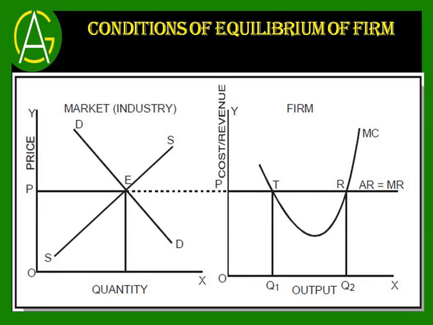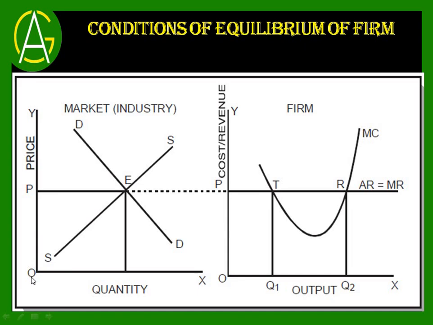Let us see how it is determined. As we know, the firm is a price taker. Prices are determined in the market or in the industry. We know that the market determines the price on the basis of demand and supply. Here DD is the demand curve, SS is the supply curve. At the intersection point, E is the equilibrium point. Below the equilibrium we find the quantity. In front of the equilibrium point we find the price. So OQ is the quantity and OP is the price.